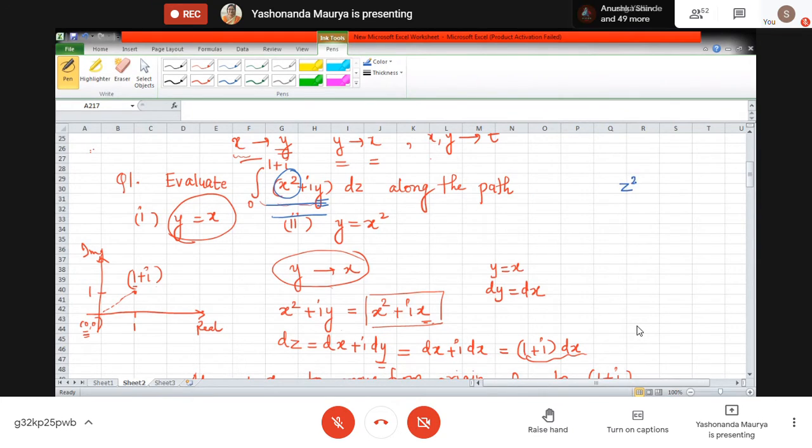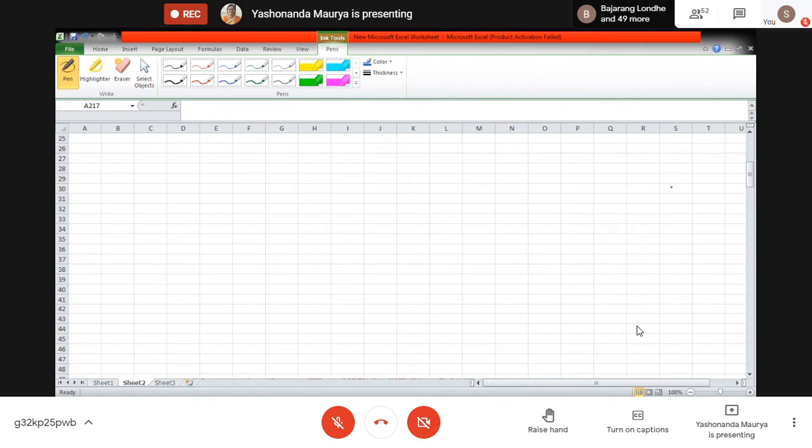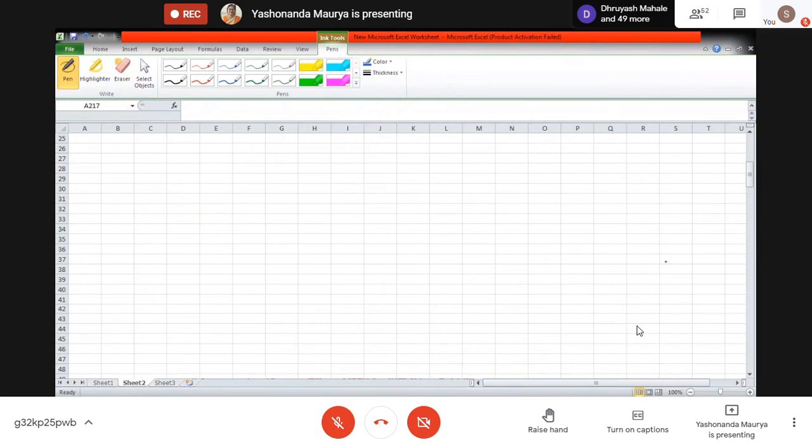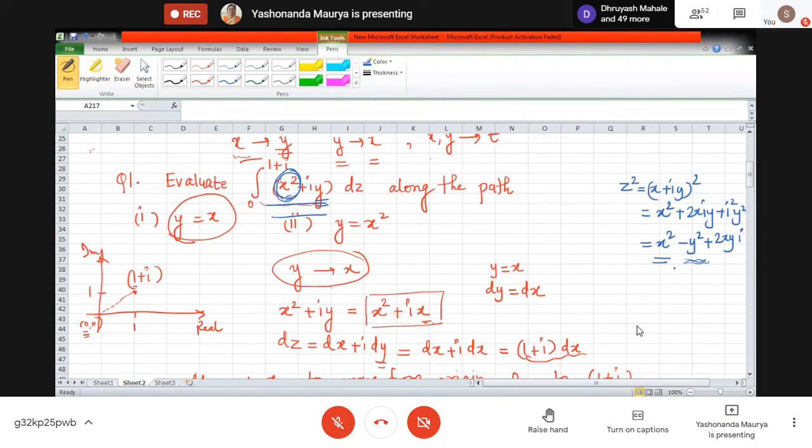If I try to write z square, because here x square came, then what will the expression of z square be? It is the square of x plus iy. So it will be x square plus 2xyi plus i square y square, which becomes x square minus y square plus 2xyi. Now I am going to adjust this x square, so x square has come, but then other terms are also expected. This y square term should also have come, but it has not come here. There is no y square term. Then how do I bring that y square into the picture when that is not there?